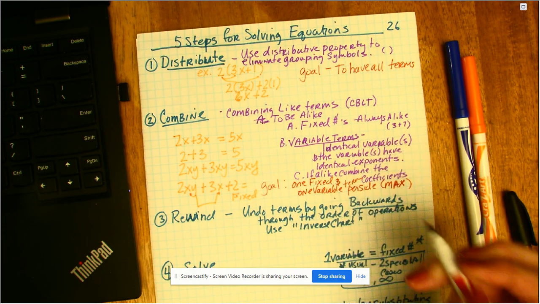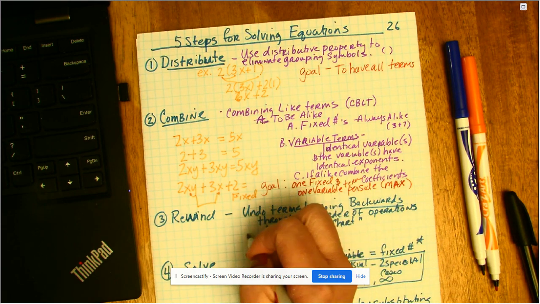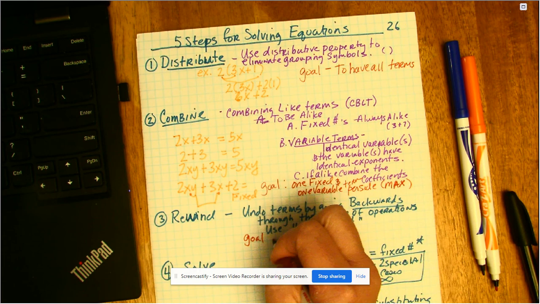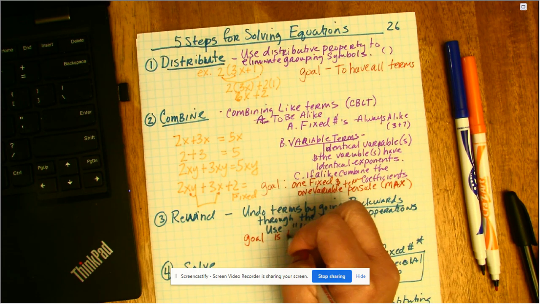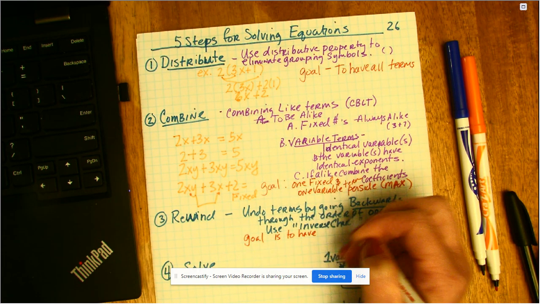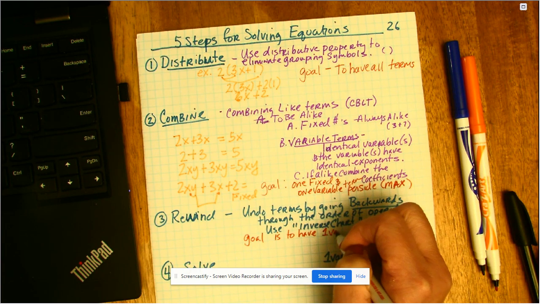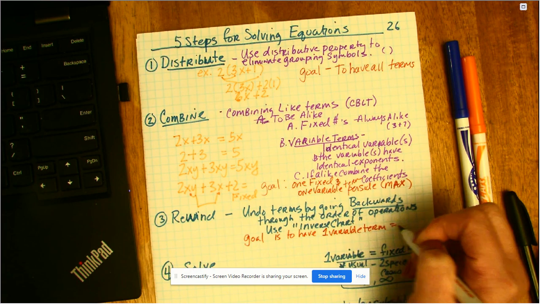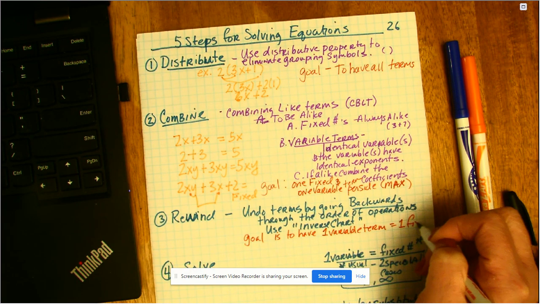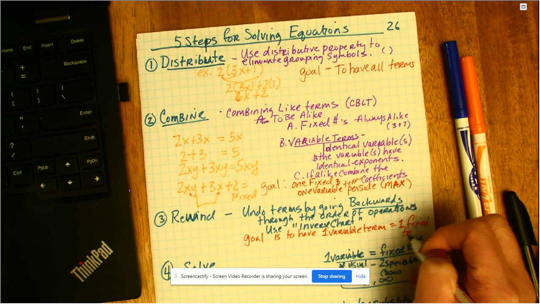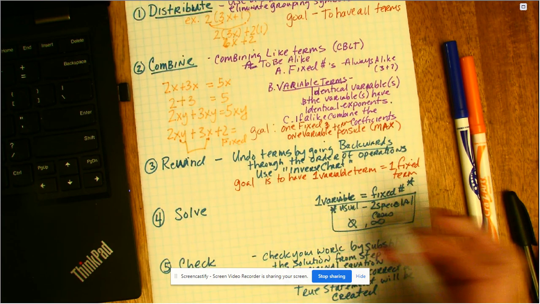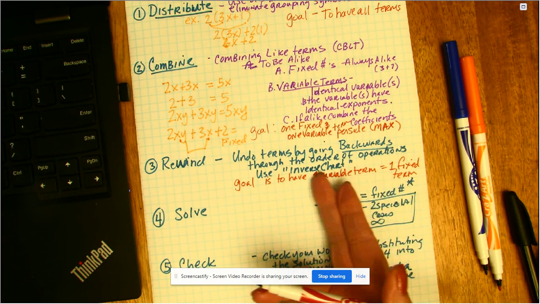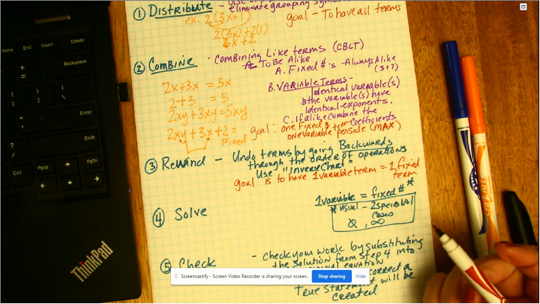We'll put terms. Okay, rewind. The goal is to have one variable term equal to one fixed term. Now, remember, we talked about the transitive property yesterday. So it's okay if this is flipped around, where we have one fixed term equal to one variable term.